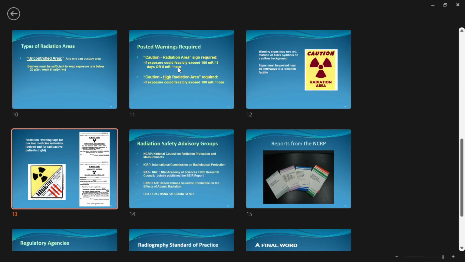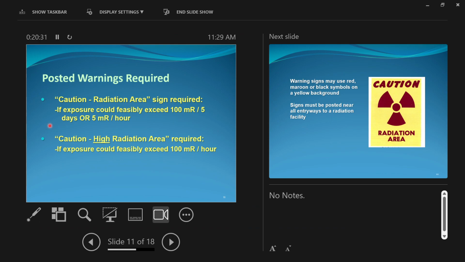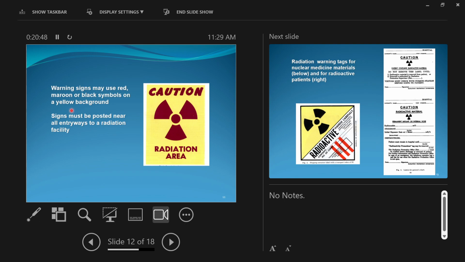Okay, so everyone's okay with the idea that there are two types of radiation areas. One's a high radiation zone, the other's a lower radiation zone. Both of them are considered controlled areas. We know who's in them. The use of the area is supervised by a supervisor operator. And outside of these areas, you're going to have either a caution radiation sign or a caution high radiation sign. It scares people away.